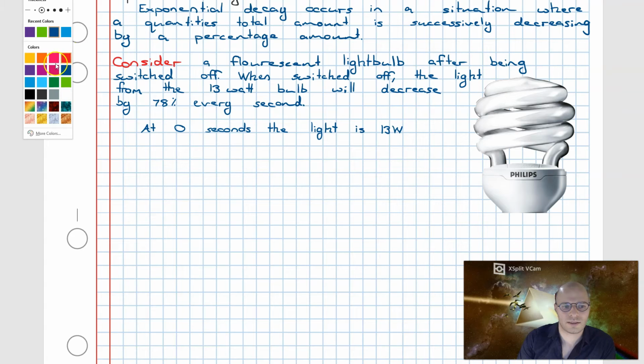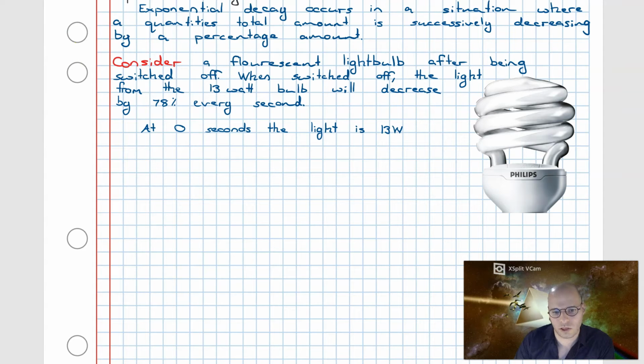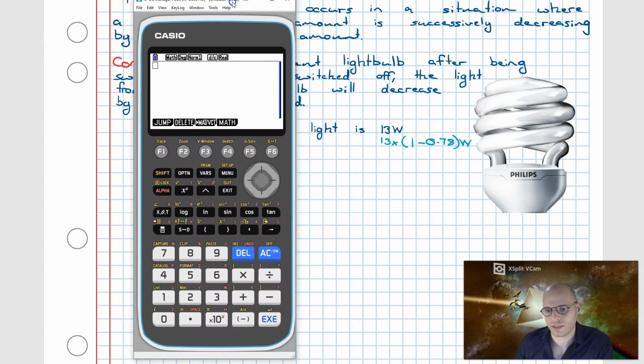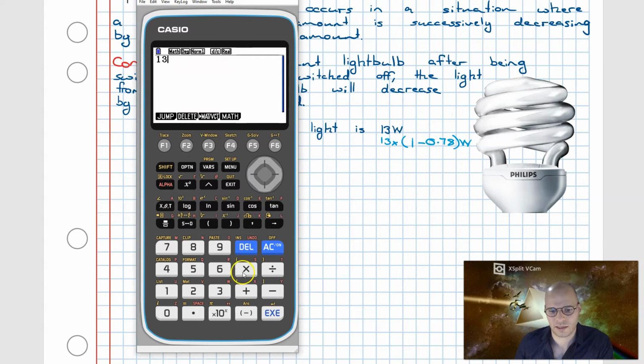However, after 1 second has elapsed, the light itself is going to decay by 78%, so 13 multiplied by 1 take 0.78, and that will be our watts. Now, computing this on a calculator, we're going to find that after 1 second, this will be our wattage coming out of the light.